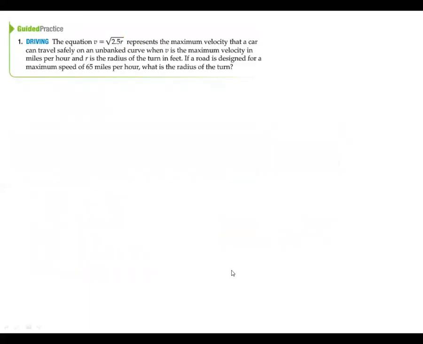Here's one for you to try. Go ahead and pause the video and hit play when you're ready to check it. The equation v equals the square root of 2.5 r represents the maximum velocity that a car can travel safely on an unbraked curve, where v is the maximum velocity in miles per hour and r is the radius of the turn in feet. If a road is designed for a maximum speed of 65 miles per hour, what is the radius of the turn?